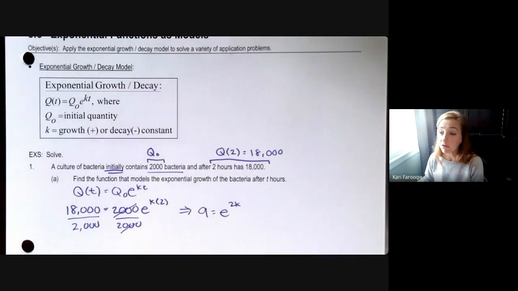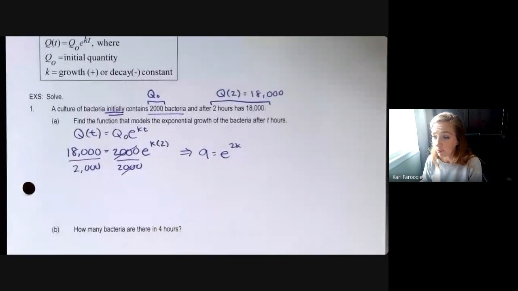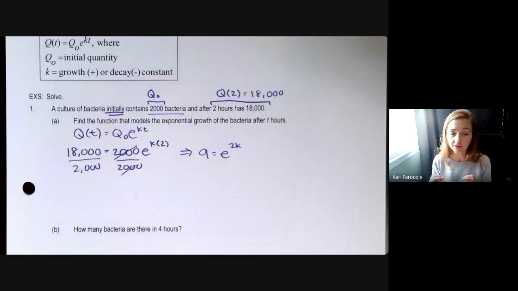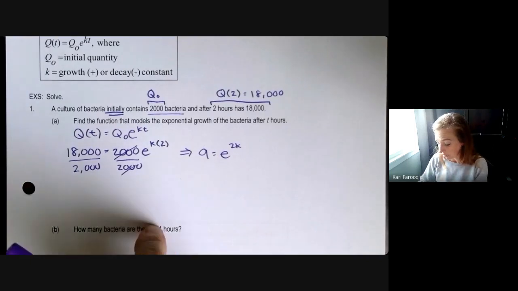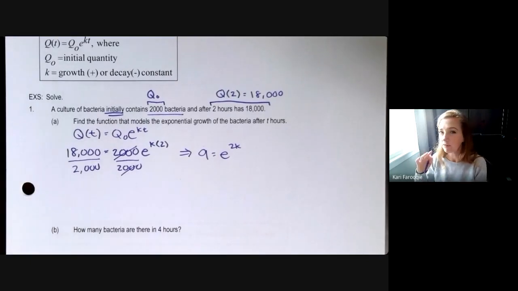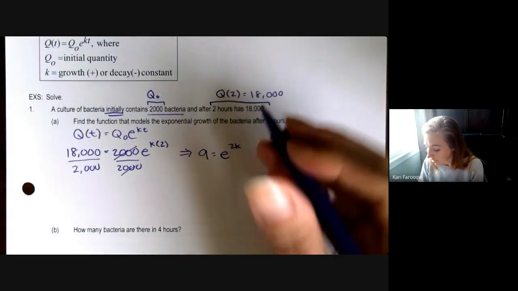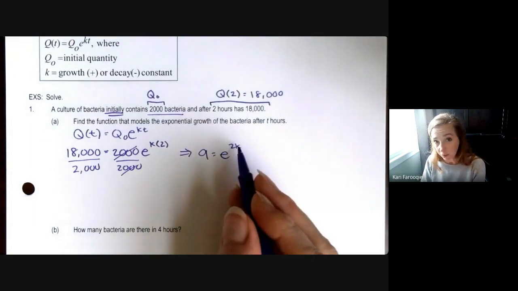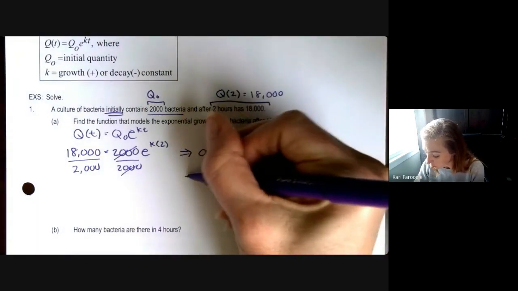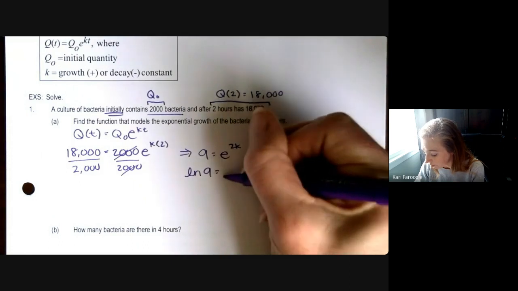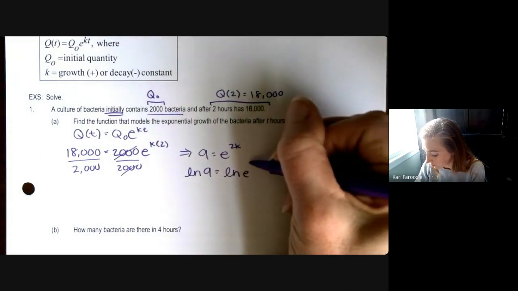And I'm going to be really, really particular here about leaving the value of k exact. I don't want to round it off because I'm going to be using it again in part B and part C. So I want to leave it exact. I know it's cumbersome, but it will allow you to make sure that your final answer is the exact final answer. So if I'm trying to solve for k, I want to get k out of the exponent. To do that, I'm going to apply a natural log on both sides of the equation.